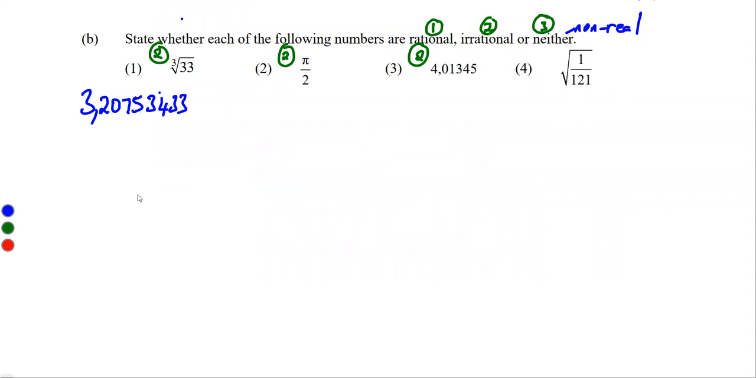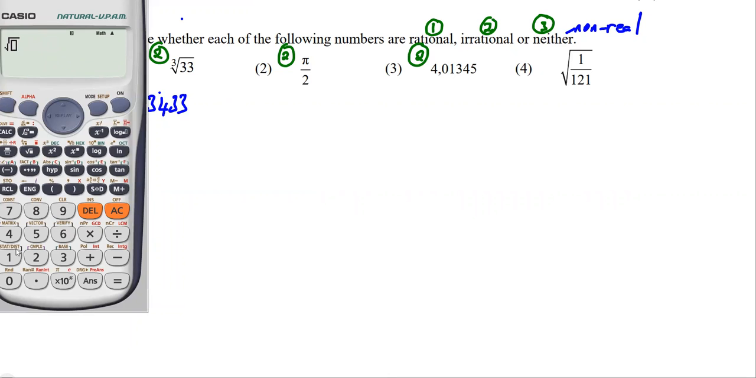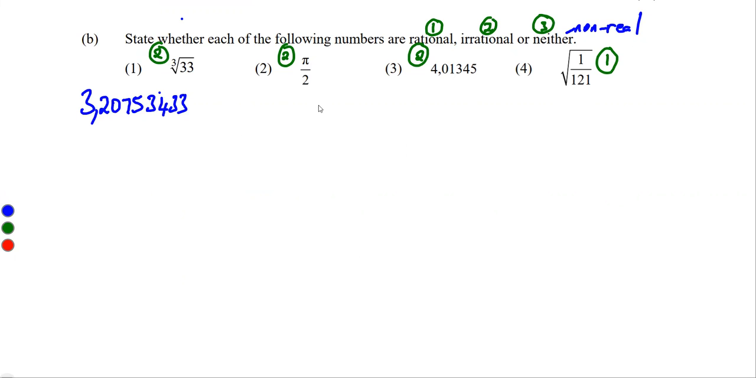Then what about the root of 1 over 121? We punch it in our calculator. What do we get? We get 1 over 11. And can you see now, this is 0.09, and you can see that it's repeating itself, and here we can also see it shown as a fraction. Once a number can be represented as a fraction, it is a rational number. So here we have our 1, because we can put it as 1 over 11. Okay, let's move on to the next one.